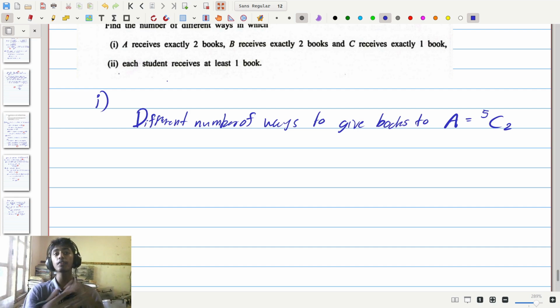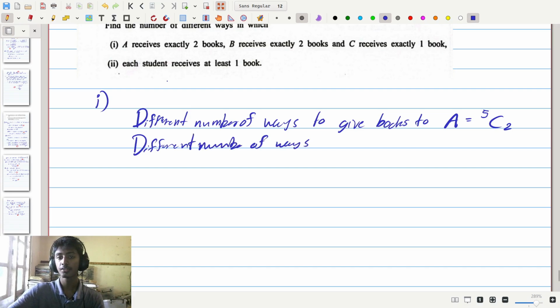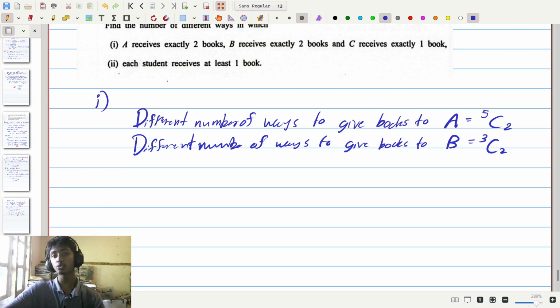So now once we've given those 2 books to A by doing the 5 choose 2, we now have 3 books left in the pool, meaning that if we consider then the different number of ways to give books to B. Now that we've given 2 of the books to A, we have 3 total books to choose from. We have to choose 2 of them, so that we have 3 choose 2 total ways to give the books to B.